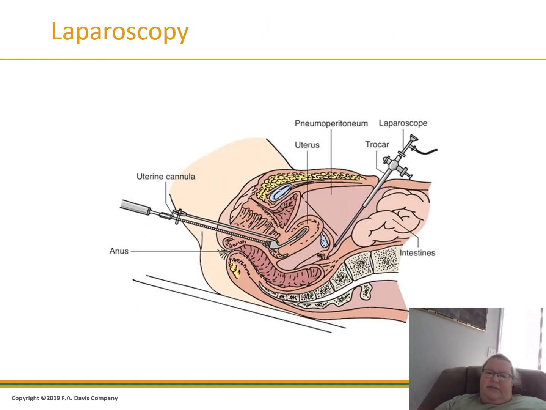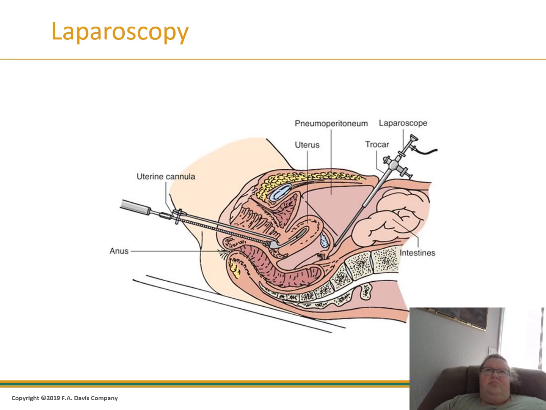All right, so laparoscopy. Here it is. They're going through the belly button, if you will, to get to. A lot of procedures now for females are done laparoscopically. A laparoscopy is just looking. It's just looking.